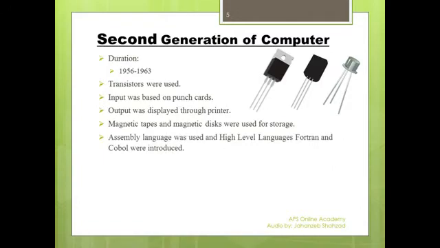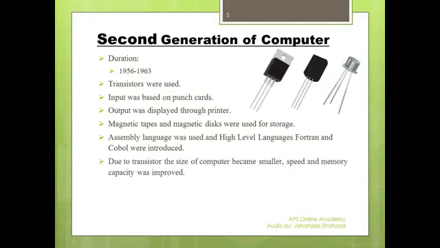The language that was being used in second generation computer was assembly language, and they also introduced 2 high level languages, which were COBOL and Fortran. In first generation computer, we were using machine language.